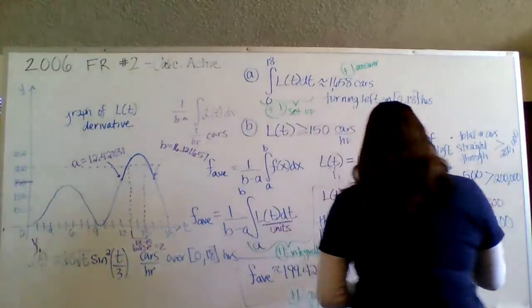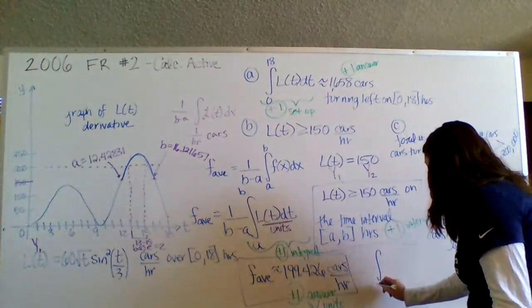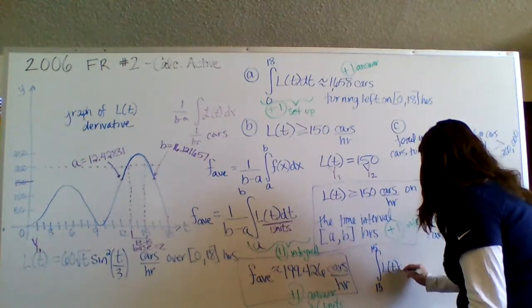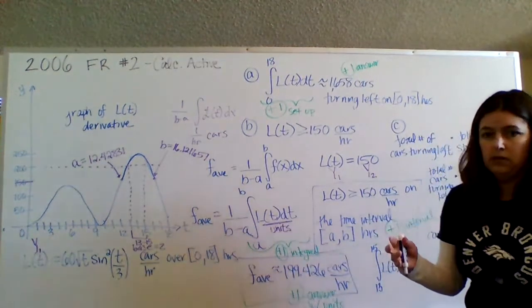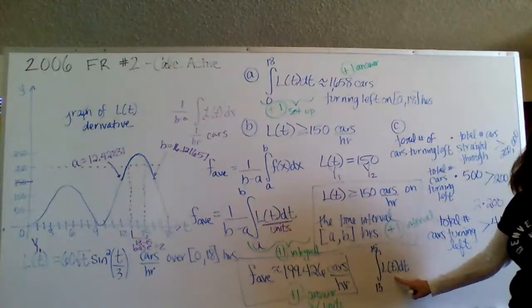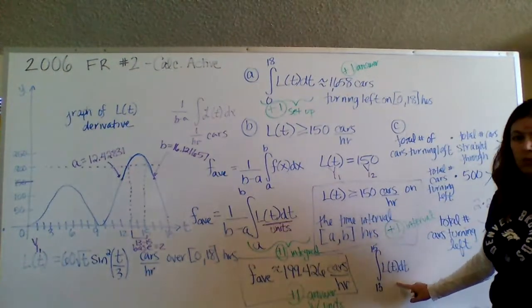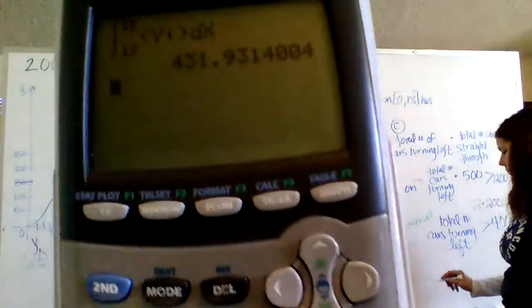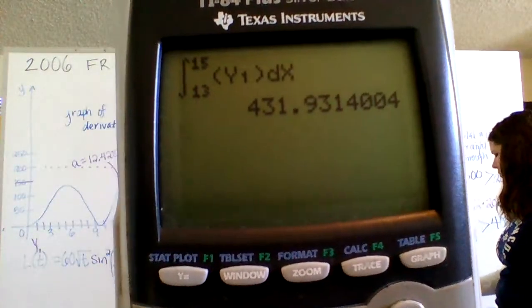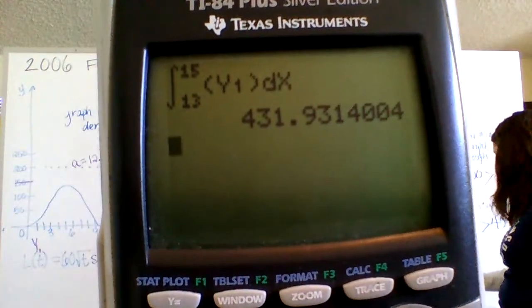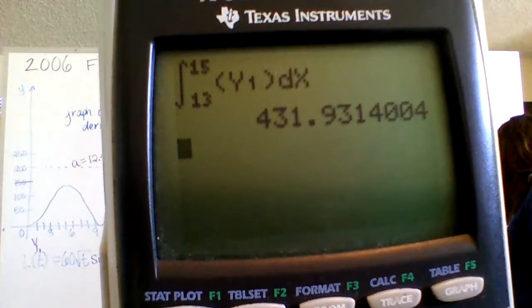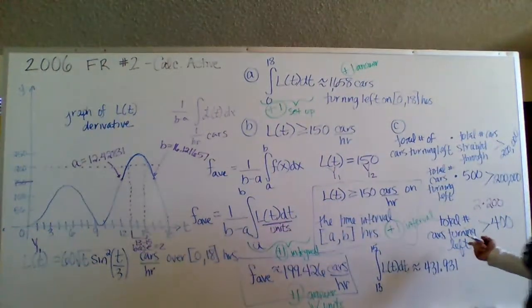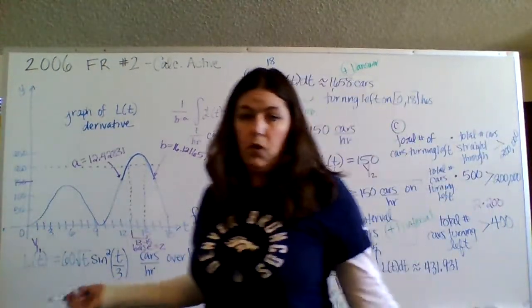So you just have to choose one and go with it. I'm going to try the definite integral from 13 to 15 of L of t dt. Remember, you can't have calculator syntax. So even though we store this in Y1, you have to write L of t on your paper. But when you type it in on your home screen, you're going to type it in as Y1. So Mr. Harney, can you tell me what that gives you once you run it? 431.931.